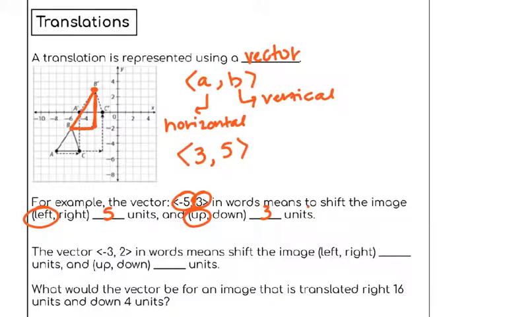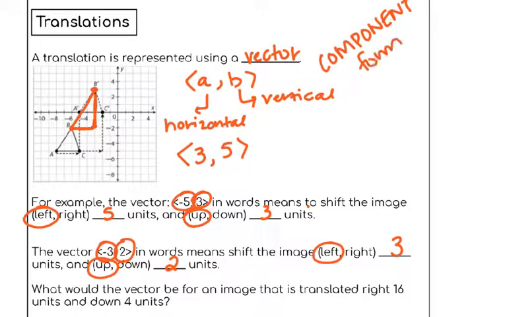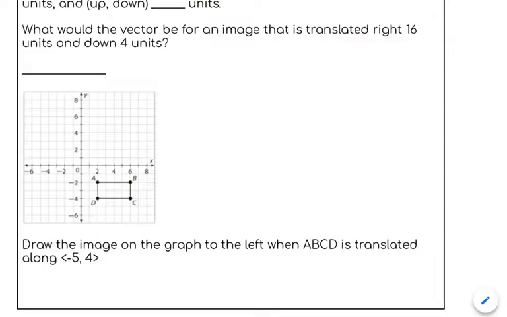Now let's consider the vector -3, 2 in words, meaning that we're going to shift the image. Well, our horizontal change is negative, so it's going to be going left 3 units, and then our vertical change is positive, so it's going up 2 units. Okay, and that's simply the component form of a vector. So let's move on a little bit.